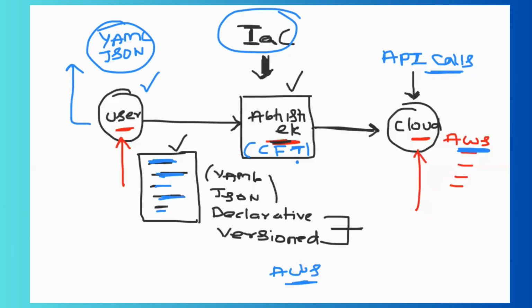I'll show you how to use this service. Basically, it's a service on AWS. When you submit this template to CFT, it converts your template, which is declarative and versioned in nature, to API calls. Don't worry if you don't understand declarative and versioned; I'll explain that in a couple of minutes. But on this slide, just understand what CFT is doing. You don't need to understand anything more than that at this point of time.